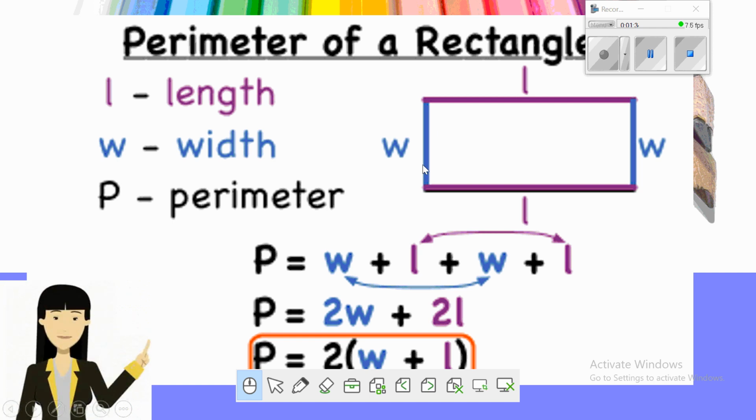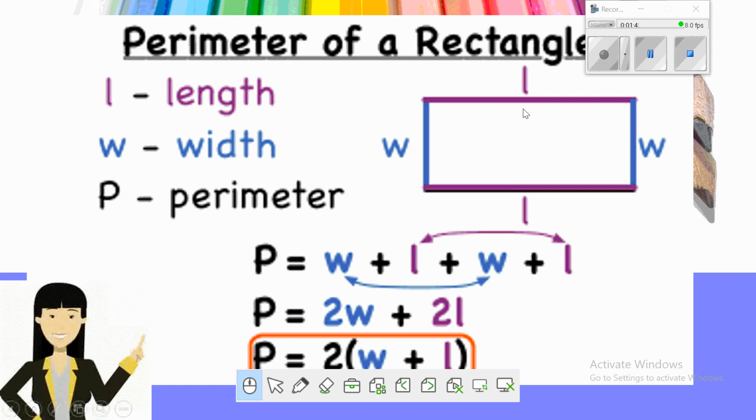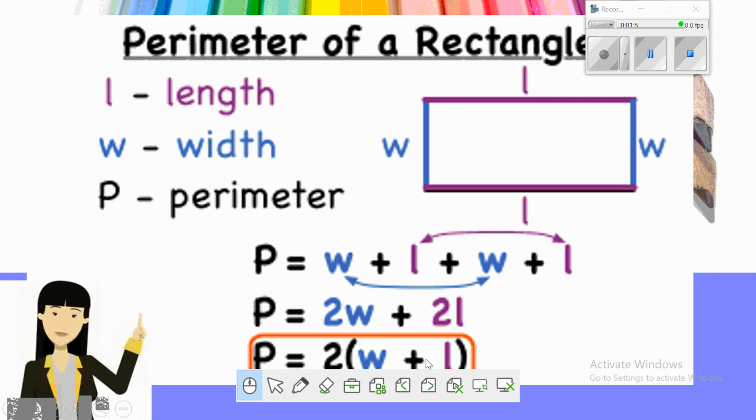So instead of writing W plus L plus W plus L, I can say double W and double L. If I want to make it easier, you remember the distributive property, that means adding W plus L and then I double the answer.